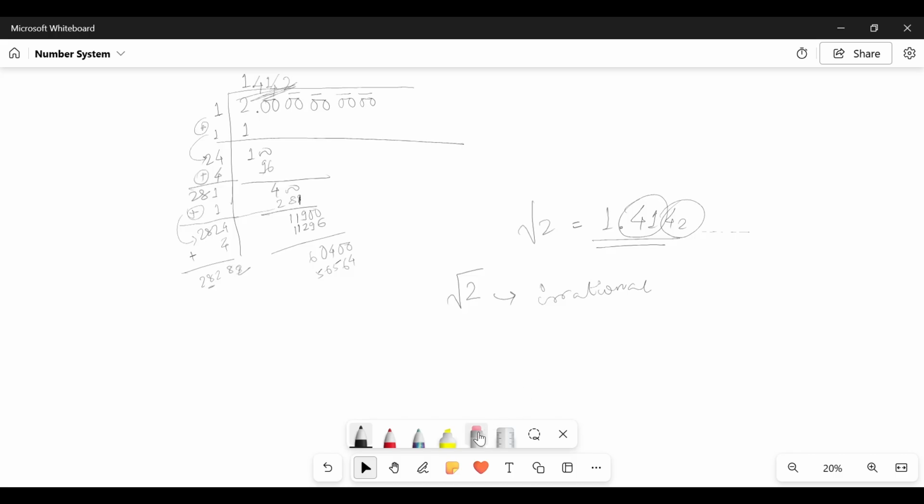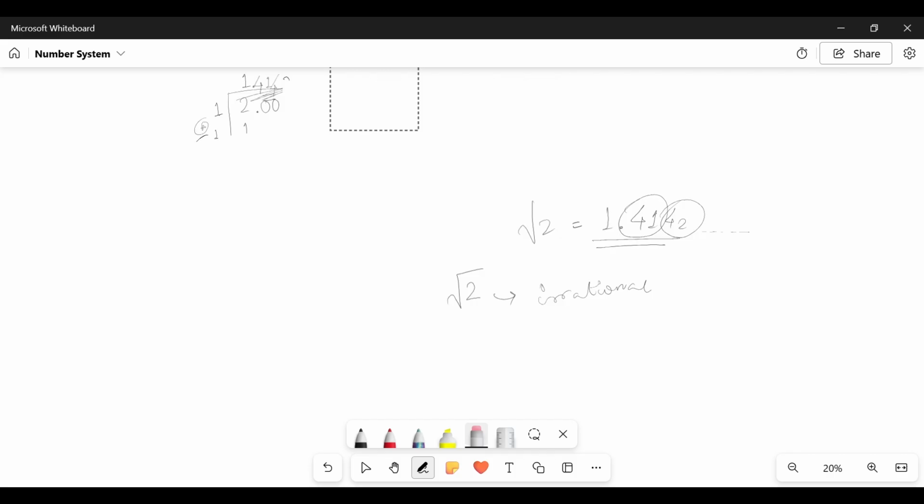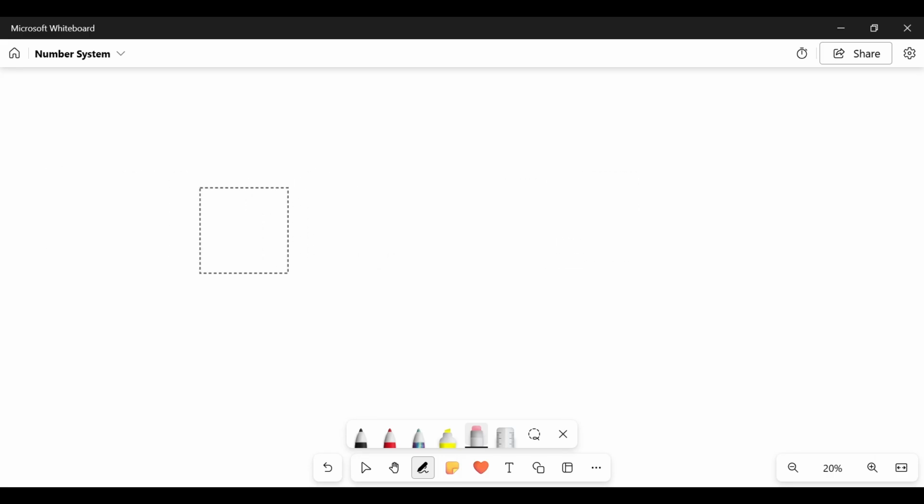Similarly, for square root of 3, square root of 7, all these numbers. Square root of 9 obviously would be 3, so it is a rational number, but square root of 6, square root of 5, the numbers which do not have a perfect square root would obviously be irrational. So some examples are square root of 2, square root of 3, square root of 5, square root of 6, of 7, of 8, and so on.